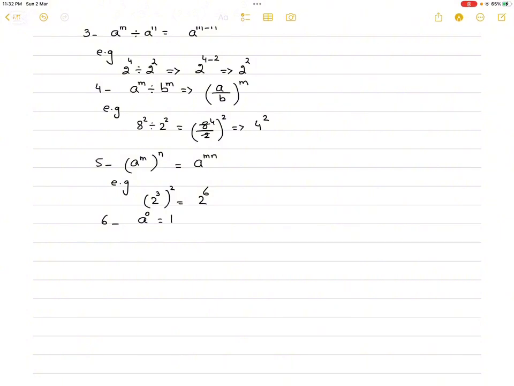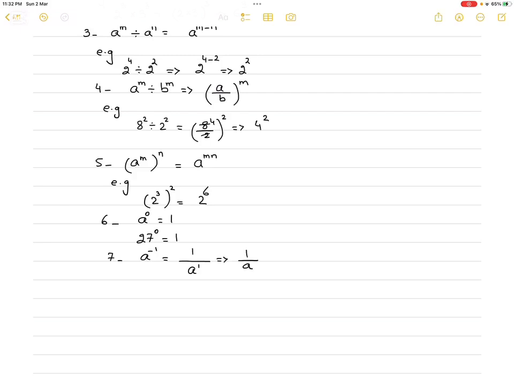Any number, if its power is 0, for example, if I write 27 power 0, the answer would be 1 straight away. No need to calculate anything. Number 7, if I write a power negative 1, so the negative index can be changed into positive by taking the reciprocal. So 1 over a power 1, which is 1 over a.